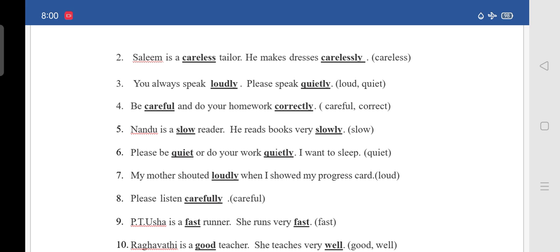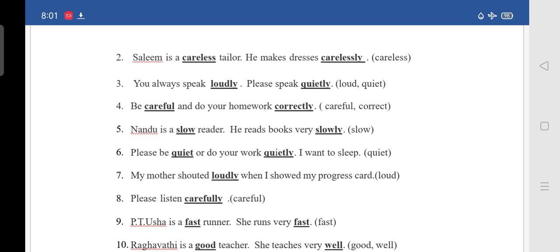Fifth one. Nandu is a dash reader. He reads books very dash. In the bracket they have given slow. Nandu is a slow reader. He reads books very slowly. See the sixth. Please be dash or do your work. I want to sleep. In the bracket they have given quiet. Please be quiet or do your work quietly.